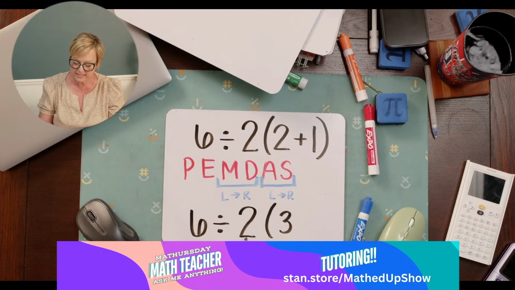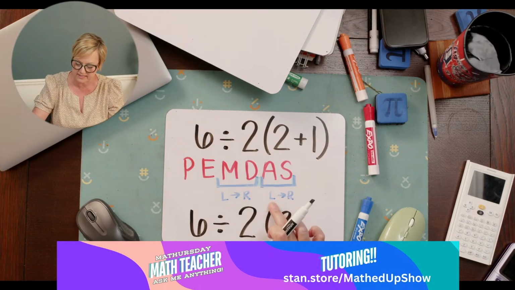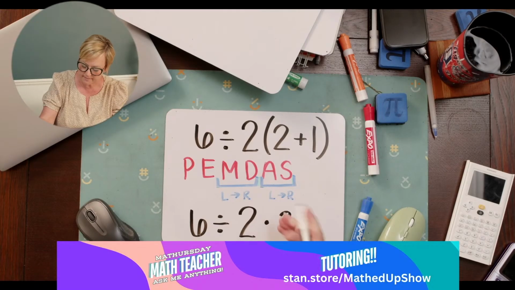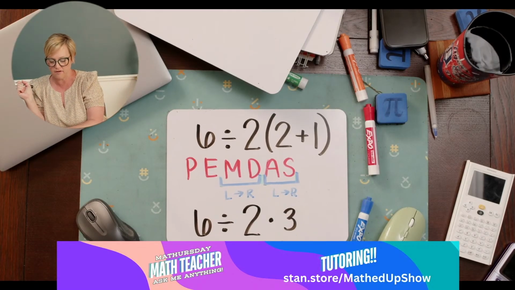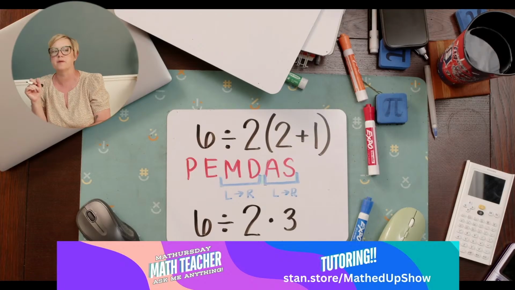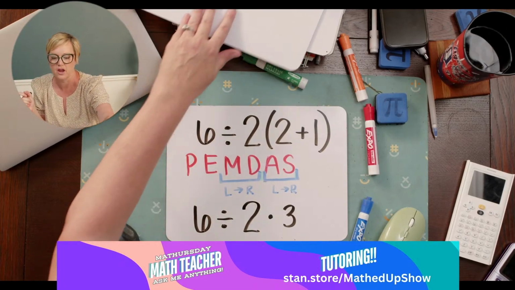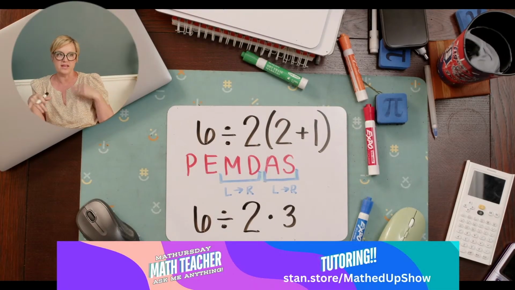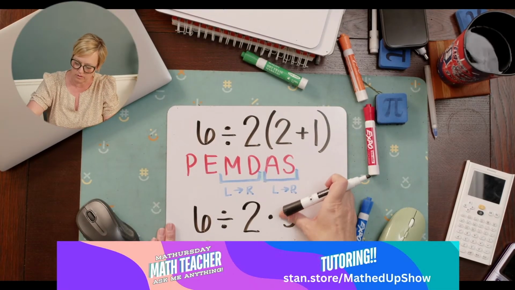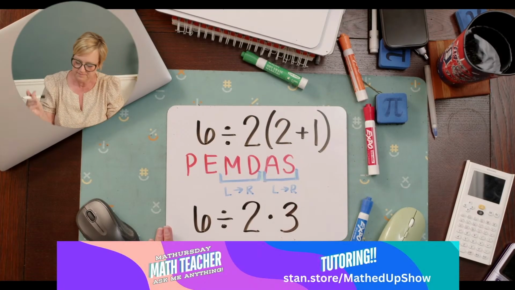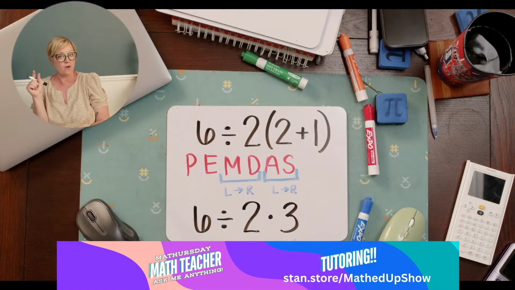But the thing is that this 2 outside the parentheses is the same thing as 2 times 3. I'm just going to use the little dot for times. I'm not going to use the X mark because we'll use variables and stuff and that can get really confusing. So now all I'm left with is multiplying and dividing. That 3 looks really tiny without the parentheses around it.